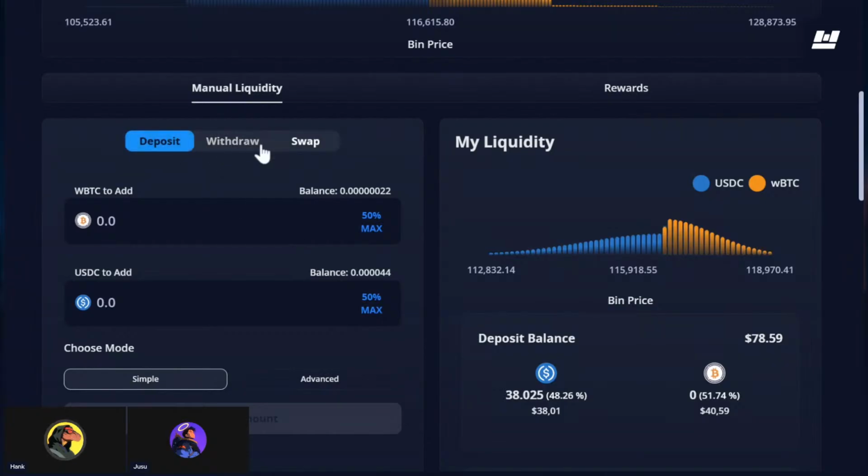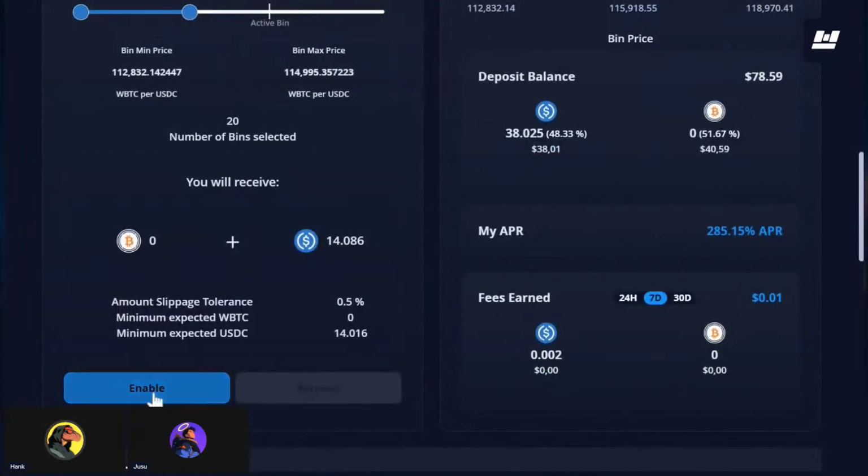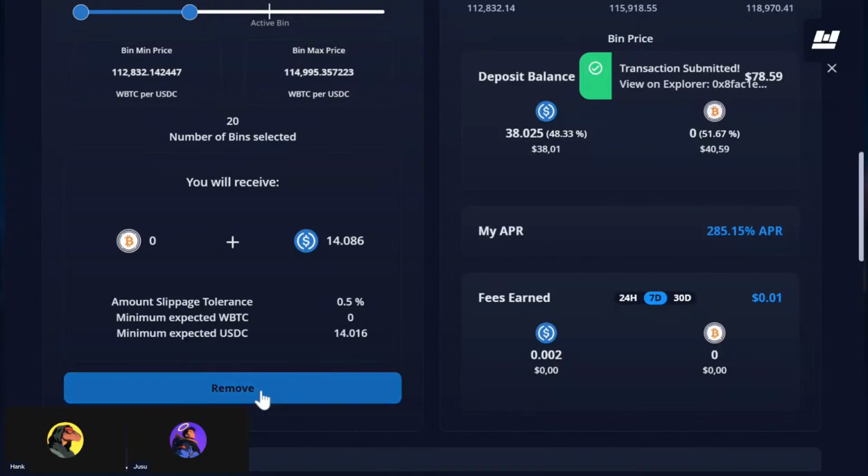So what I do is I go on withdraw, click. And as I withdraw, I'm going to go up to 115, I say. Okay, yeah. And I can just choose here the range, which bins I want to withdraw. I'm going to withdraw these. I click remove, enable, confirm, and remove.